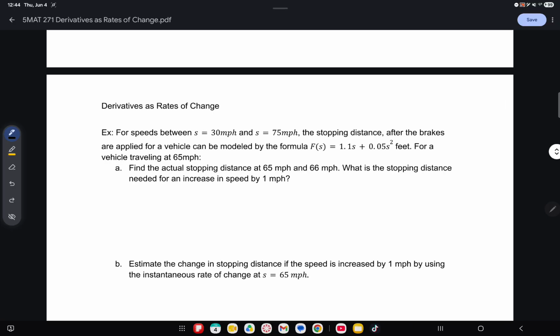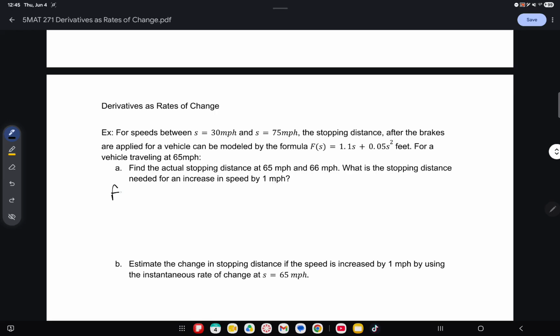So let's look at an example. For speeds between 30 miles per hour and 75 miles per hour, the stopping distance after the brakes are applied for a vehicle can be modeled by this function here, 1.1s plus 0.05 s squared feet. So for a vehicle traveling 65 miles per hour, let's find the actual stopping distance at 65 miles per hour and 66 miles per hour. And then what is the stopping distance needed for that increase of 1 mile per hour?